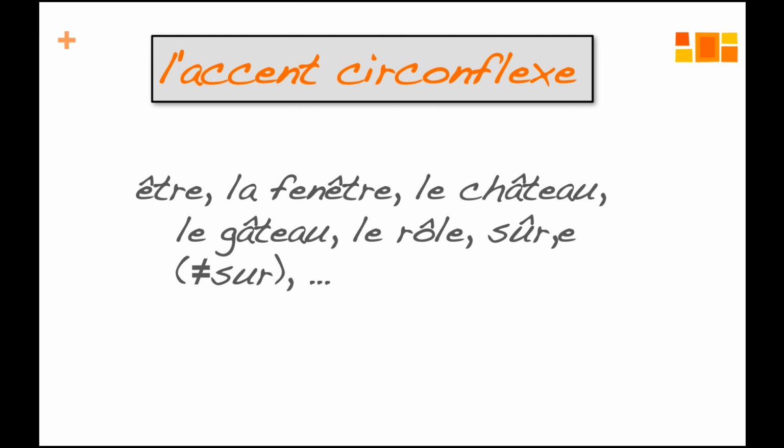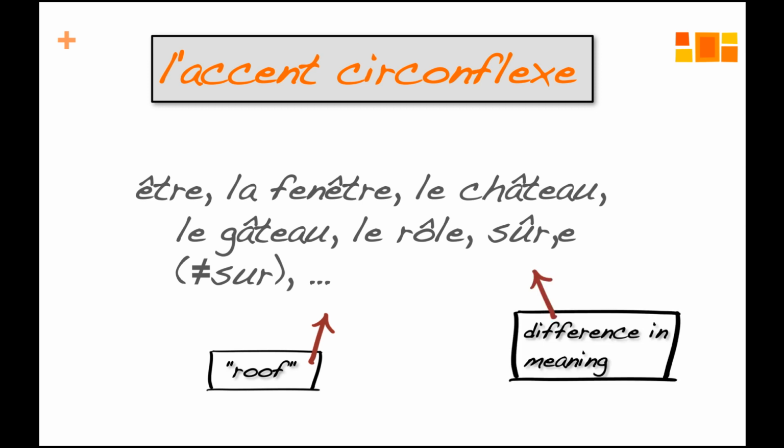You find the accent circumflex above words like être, la fenêtre, le château, le gâteau, and also le rôle and sûr, which does not mean sur, which is actually one of the functions that this accent circumflex has. So let's have a closer look. The accent circumflex, that's the accent that we French teachers like to call the roof. It looks a little bit like a roof. It does actually produce a difference in meaning.